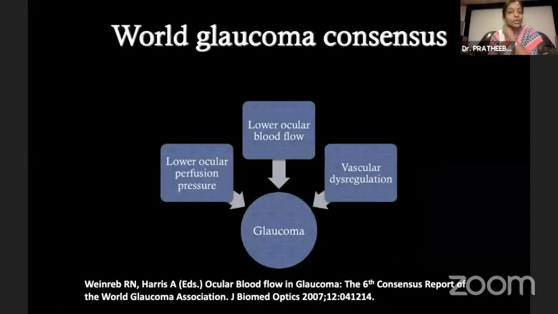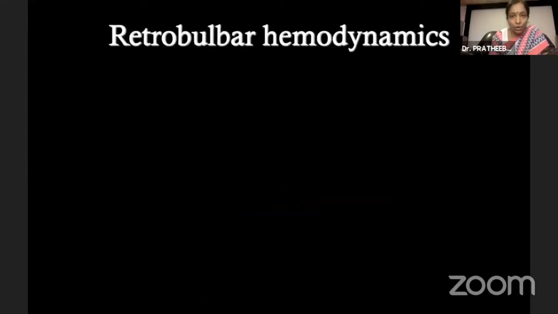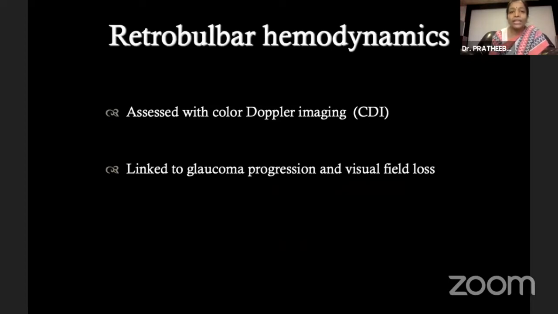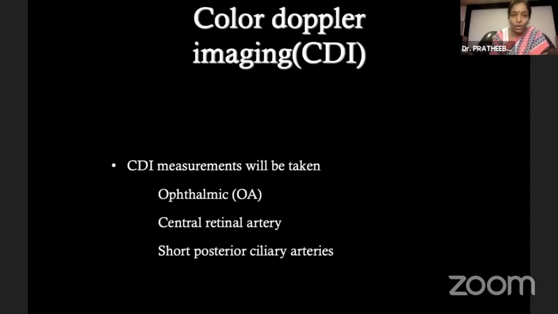In 2007, the World Glaucoma Consensus reported that a lower ocular perfusion pressure, a lower ocular blood flow, and a vascular dysfunction can cause progression in glaucoma. With all these previous reports and literature, it has been understood that retrobulbar hemodynamics plays a very important role in the progression of glaucoma. Retrobulbar hemodynamics can be assessed by various ways, both invasive and non-invasive, among which color Doppler imaging is one technique which is very efficient in giving a good knowledge about the retrobulbar hemodynamics. And it has been linked to glaucoma progression and visual field loss.